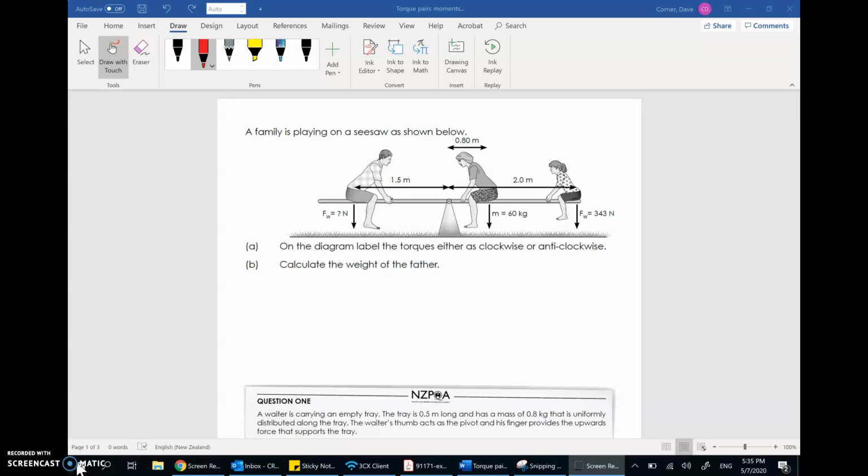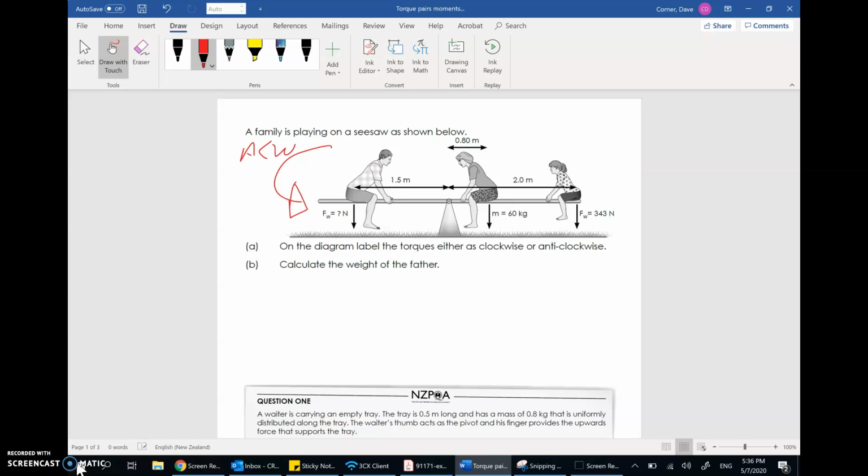So for this first one, this is from the SciPad. A family is playing on a seesaw as shown below. You've got the father on the left-hand side and the mother and the daughter on the right-hand side. The first part of the question asks you to label the diagram with the torques as either clockwise or anti-clockwise torques. An anti-clockwise torque will be a force that tries to turn the system in an anti-clockwise direction around the pivot. In this instance, the anti-clockwise torque is caused by the father, because if you were to get rid of the mother and the daughter, the seesaw would turn anti-clockwise, or around to the left. So those are your anti-clockwise moments.